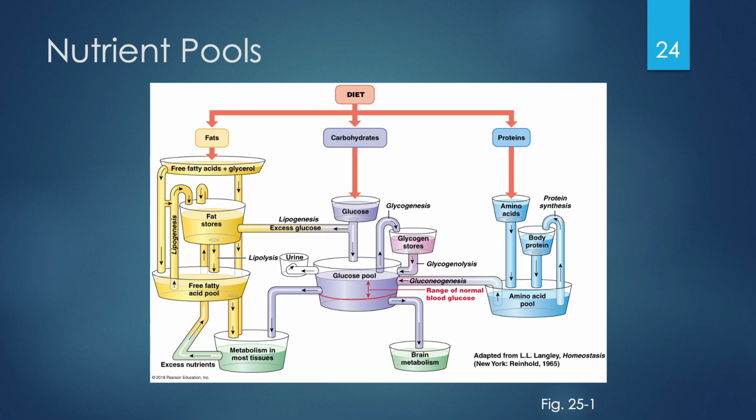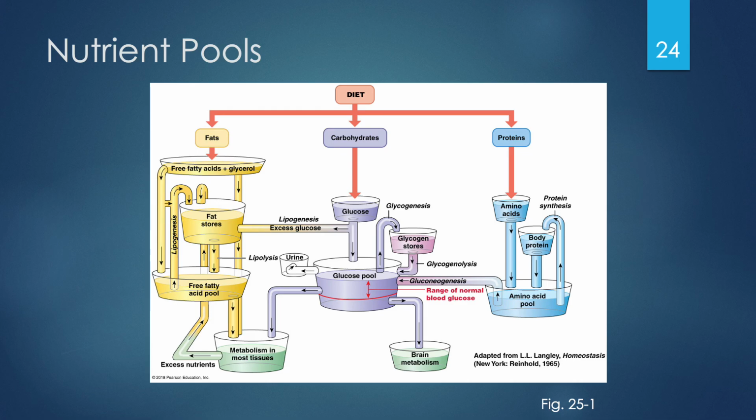So starting off on the far right with proteins. When you consume a protein, it will be broken down into amino acids. And then those amino acids will be part of the amino acid pool from which your body can draw. So we can either synthesize protein from that amino acid pool, or if there's an excess of amino acids, then it will go over into the glucose pool over to the left in the very center of the image. This process is called gluconeogenesis.